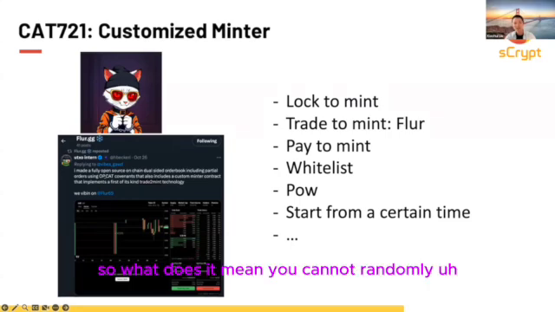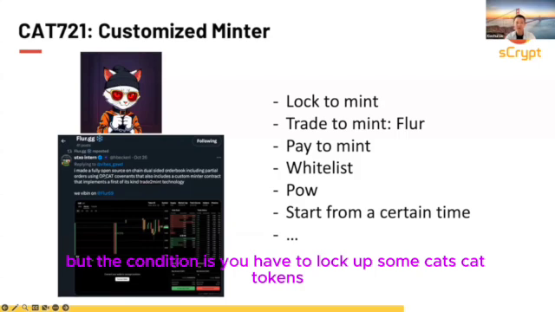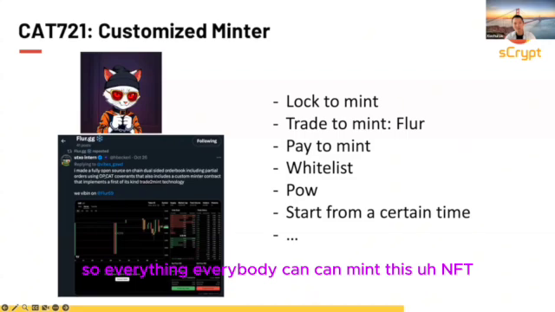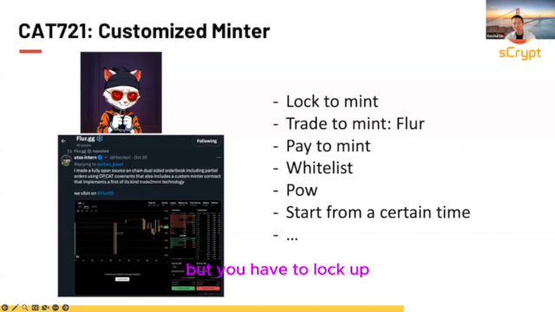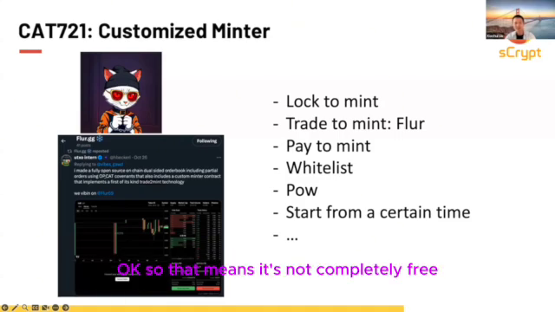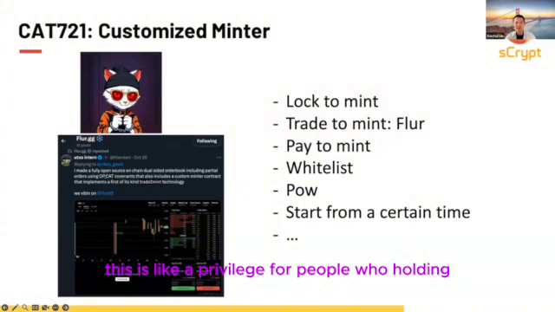So what does it mean? It's open mint, everybody can mint, but the condition is you have to lock up some CAT tokens. CAT is the first CAT-20 token, called CAT. So everybody can mint this NFT, but for each NFT you have to lock up 100 CAT tokens. That means it's not completely free, and you also have an incentive to hold, let's say, CAT tokens. This is like a privilege for people who are holding CAT tokens.